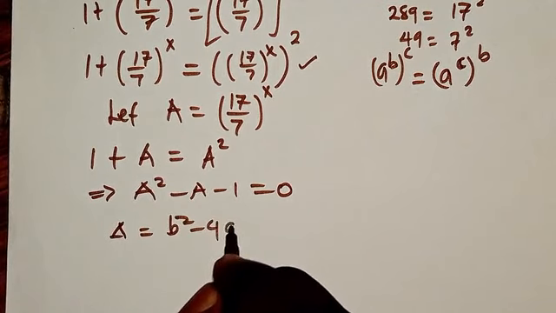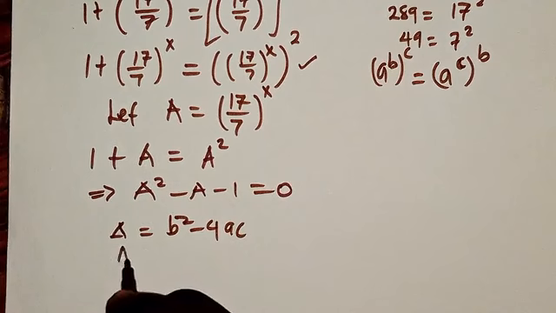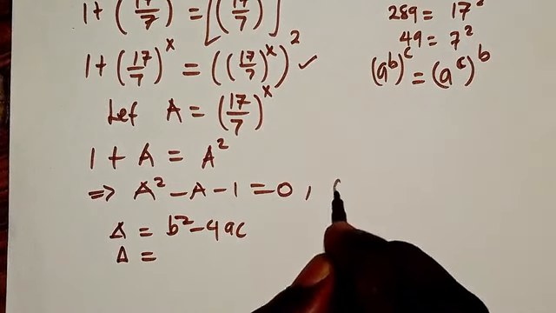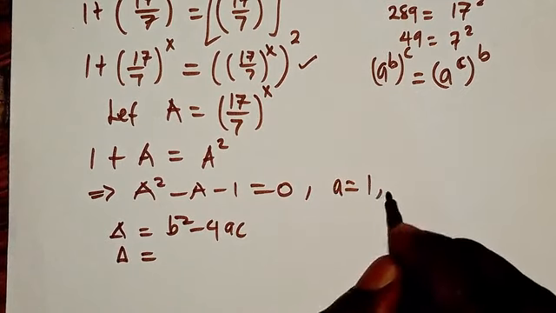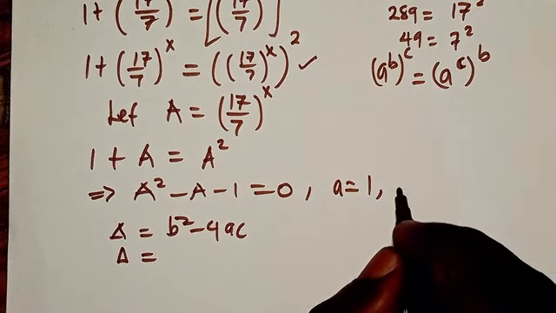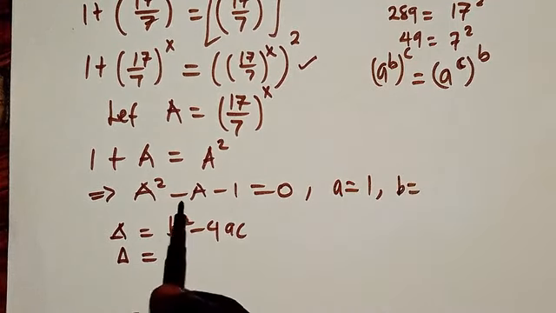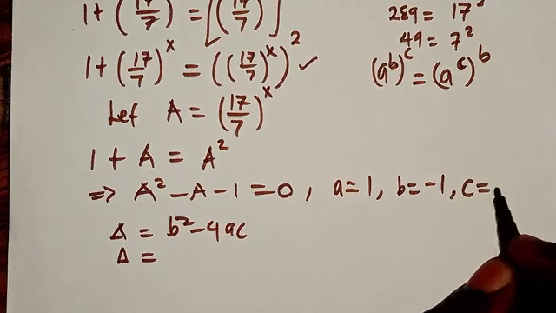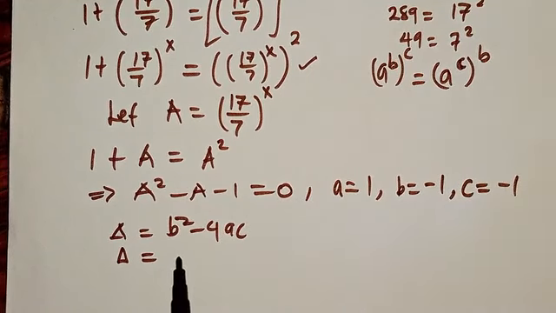b squared minus 4ac, right? So this is going to be b squared here. a is 1, that is the coefficient of a, that's why I use small letter a. Then we have the small letter b, the coefficient of this, to be minus 1, right? And the c is what? It is minus 1. So we place it here.